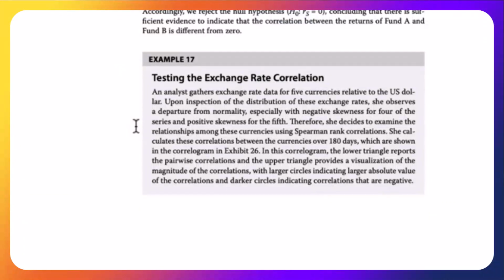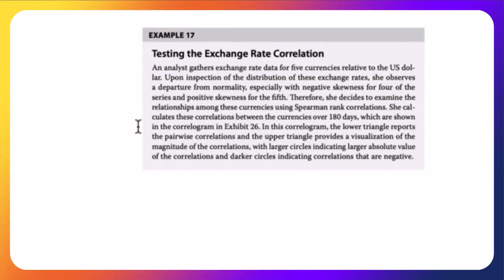An analyst gathers exchange rate data for 5 currencies relative to the US dollar. Upon inspection of the distribution of these exchange rates, she observes a departure from normality, especially with negative skewness for 4 of the series and positive skewness for the 5th. Therefore, she decides to examine the relationships among these currencies using Spearman rank correlations.